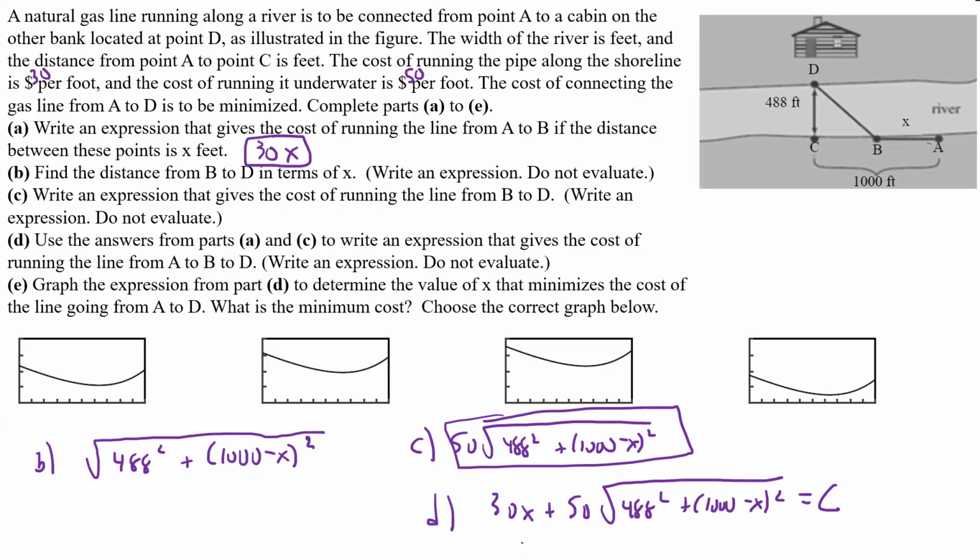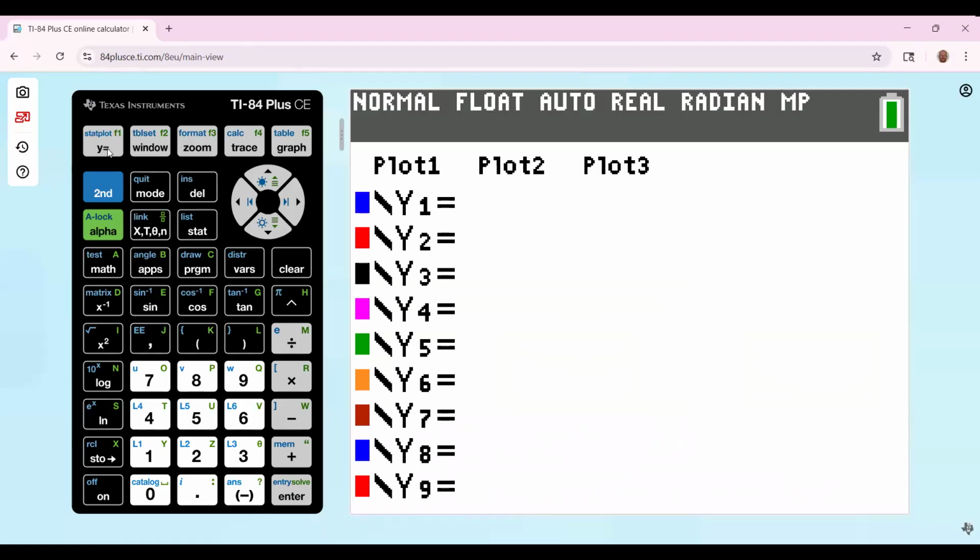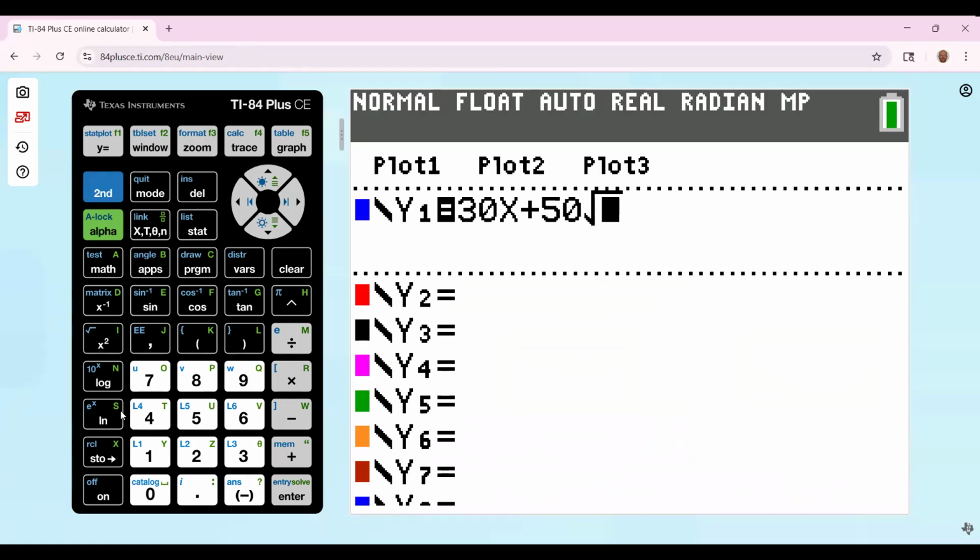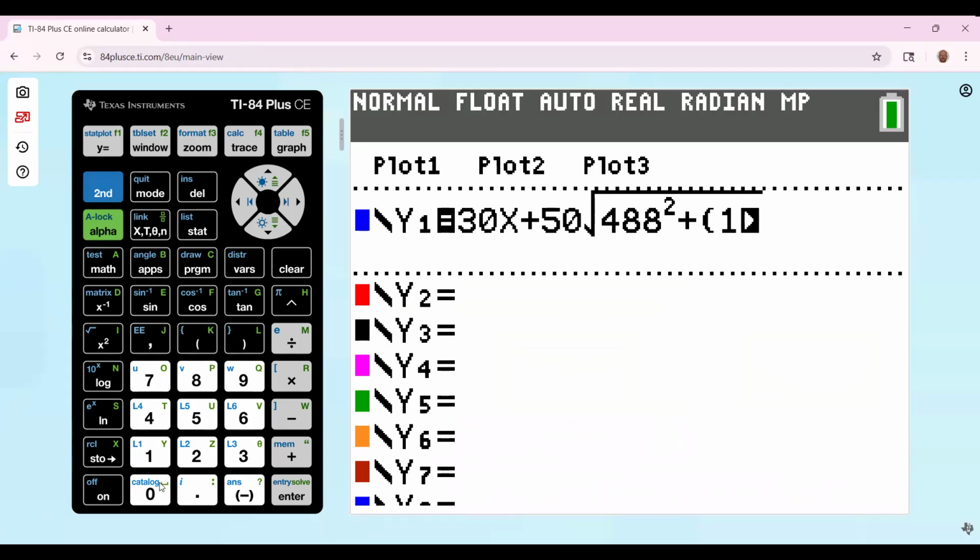Okay. And then it says graph the expression. So now I'm going to suggest we use our calculator to get a good idea of what the graph looks like. We have to type in that whole equation. So we had 30x plus 50 times the square root of, now we had 488 squared, and then plus 1,000 minus x, and that was squared.